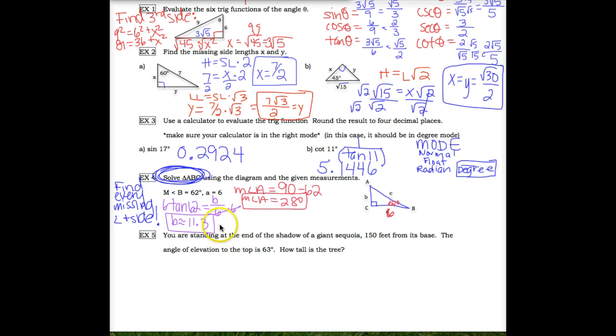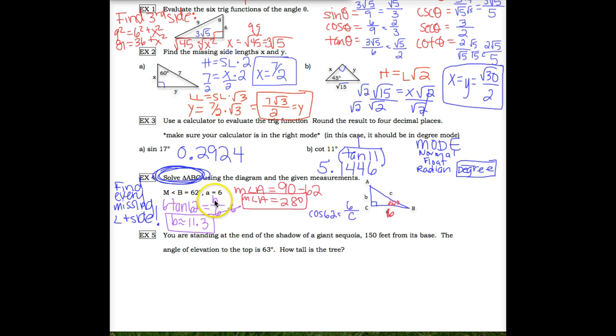Now again, I don't want to use that 11.3 because, first of all, it is rounded. And when we use things that are rounded, it makes our answers off. So we don't want to use the rounded figure. We want to find C based upon the 62 and the 6 because we know those exact values. So C is the hypotenuse. 6 is still the adjacent. So the ratio that uses adjacent and hypotenuse is cosine. So I'm going to set up a cosine of 62 equals adjacent over the hypotenuse.